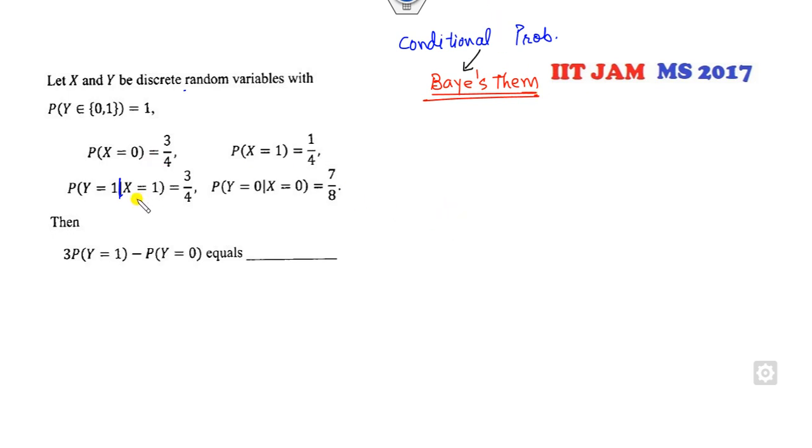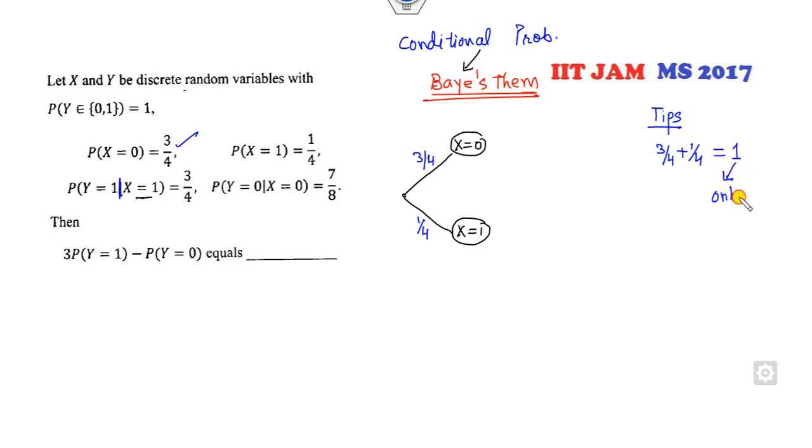So what is given to you? X is 0. Fine. This is the one case. The second case is x is equal to 1. So what is the probability of x equal to 0? What is the probability of x equal to 1? X equal to 0 is 3 over 4 and this is 1 over 4. Remember that. Always remember, if the sum of these is 1, then only you can apply the Bayes theorem. Fine. Now in this case it is 1, so you can apply the Bayes theorem.